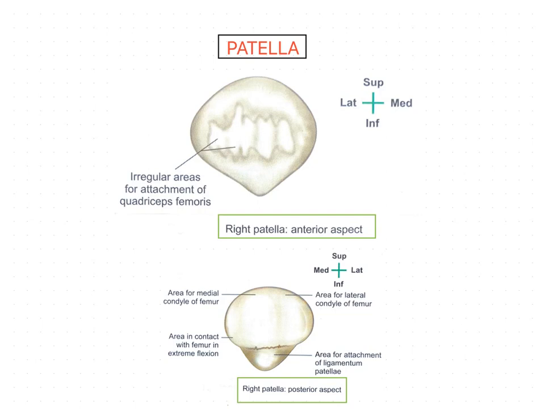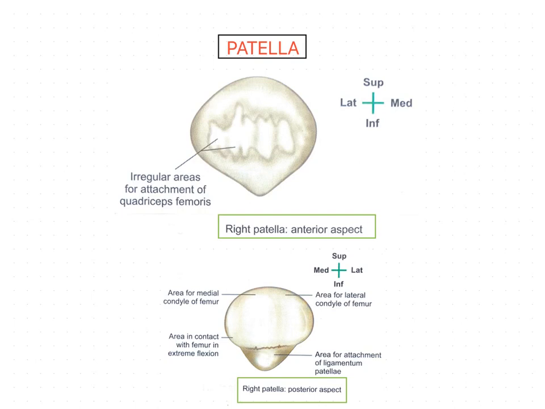Patella is the largest sesamoid bone in the body. The word is derived from Latin and it means a small plate-like structure. It is developed in the tendon of quadriceps femoris in front of the knee joint. It is triangular in shape and flattened from before backwards.